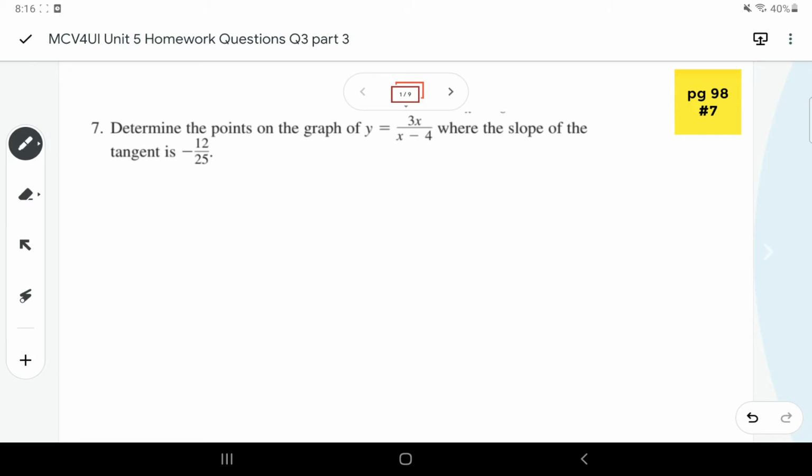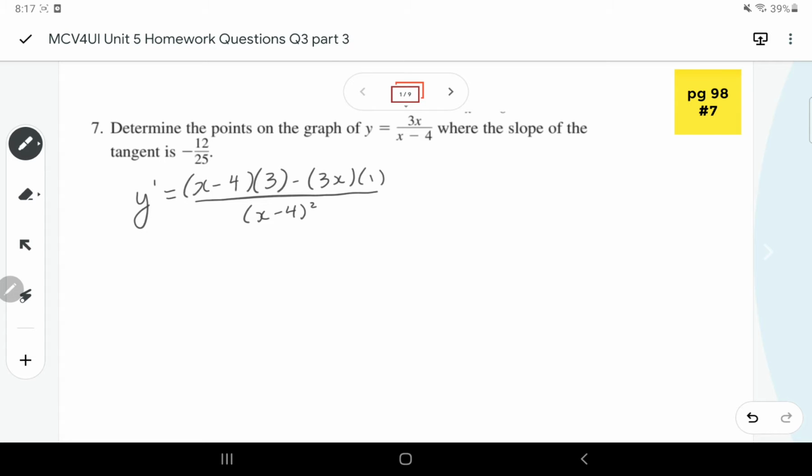Now, the first one is page 98, number 7, and it says find the points on this graph where the slope of the tangent is negative 12 over 25. So we know slope of the tangent, that's the derivative, so I'll take the derivative of this function. Using the quotient rule, we've got the denominator times the derivative of the numerator, which is 3, minus the numerator, so 3x, times the derivative of the denominator, which is just 1, all over denominator squared.